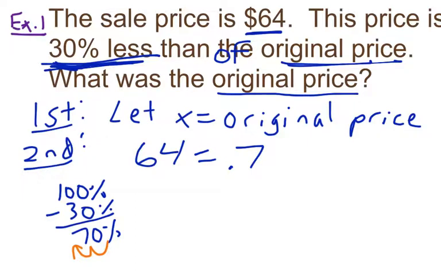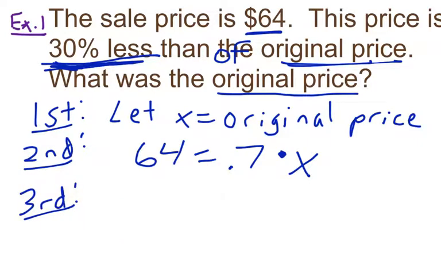So of means what? Multiply. So it's 0.7 times original price, which is x. So just 0.7x. And is that true? Yeah, $64 equals 70% of the original price. And our third step is just to solve that. So using inverse operations, we're trying to solve for x. So if we multiply by 0.7, we just need to divide by 0.7.